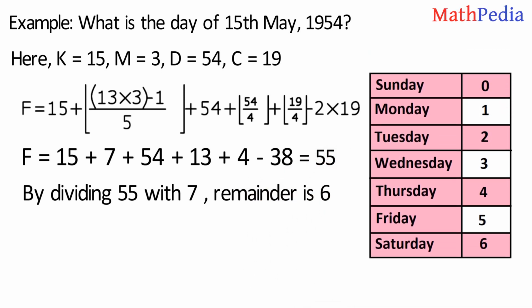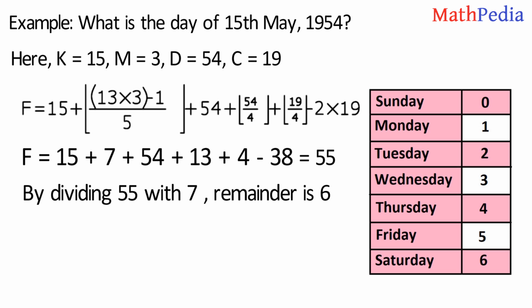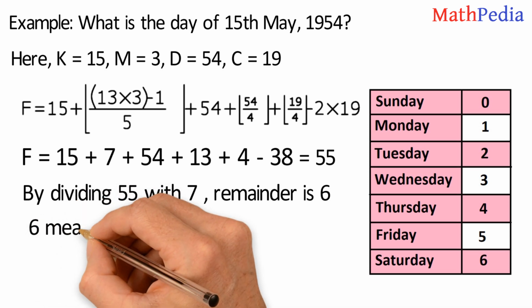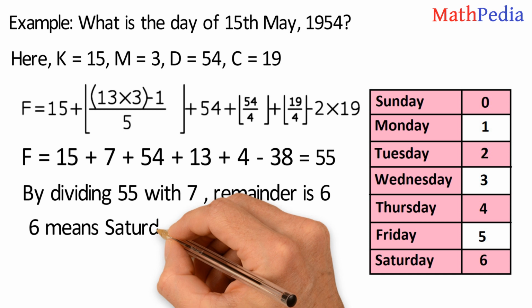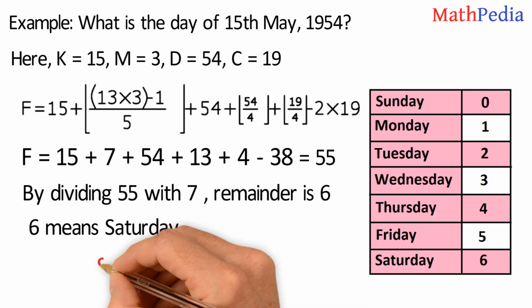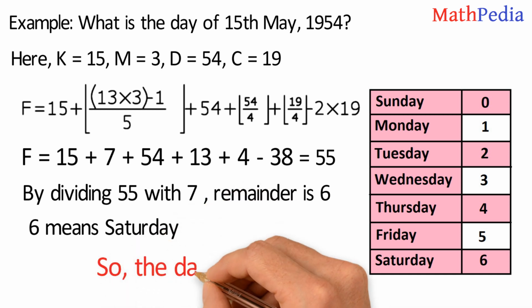Now from the chart, we get for 6, the day is Saturday. So 15th May 1954 is Saturday.